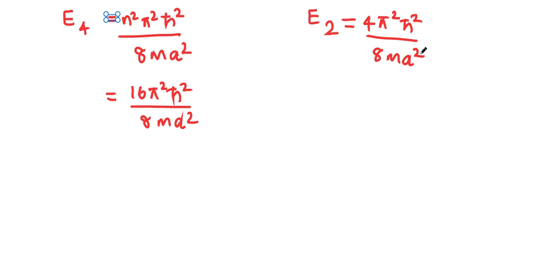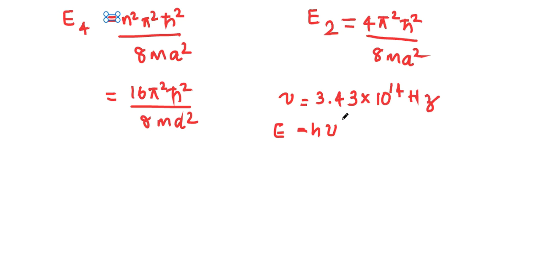Now, we know that when an electron takes a transition from a higher level to a lower level and a photon is emitted, the energy of the photon will be the difference between these two levels. So, what is the energy here? We are given the frequency of the photon. So, the frequency of the photon nu is equal to 3.43 into 10 raised to 14 hertz. So, what is the energy of the photon? Energy of the photon is equal to h nu. So, this h nu will be equal to E4 minus E2.